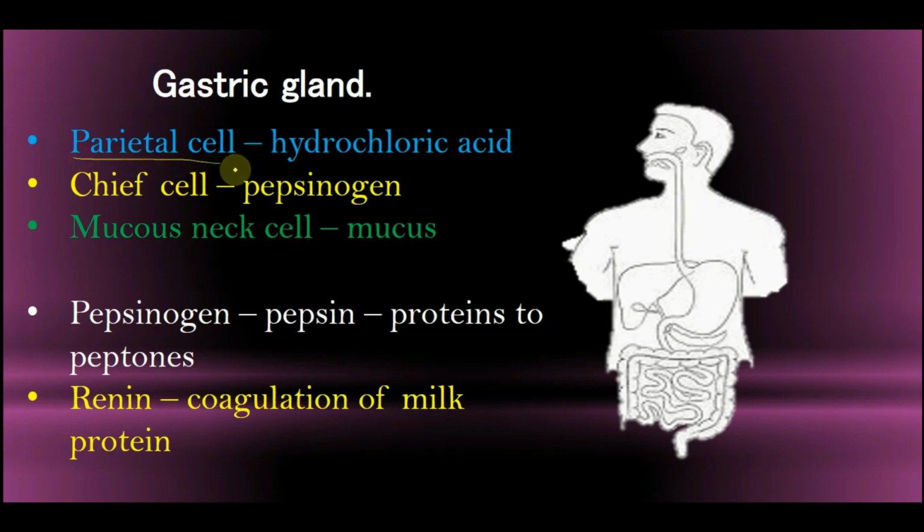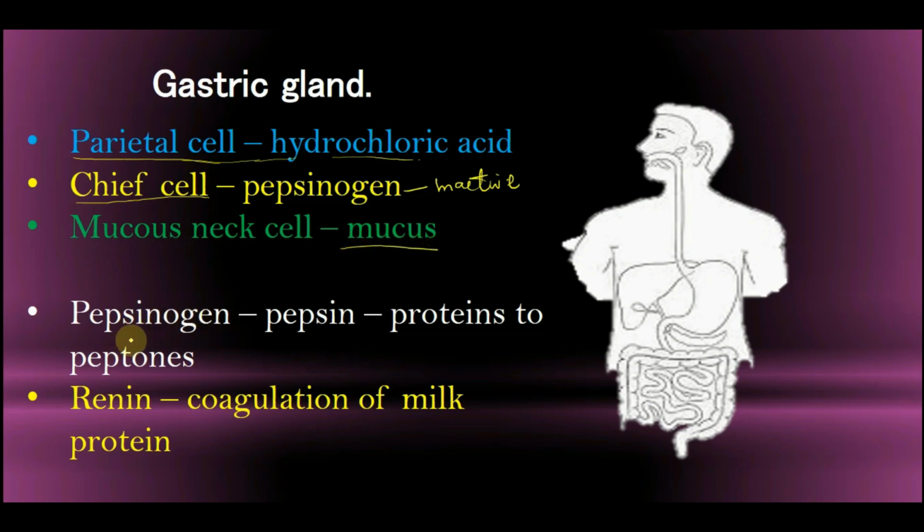The gastric gland has three major types of cells. The first one is the parietal cell, and it is responsible for the secretion of hydrochloric acid. The other cell is called the Schiff cell, and it is responsible for the secretion of pepsinogen. This pepsinogen is an inactive enzyme. It becomes activated when it comes in contact with hydrochloric acid. Then the other cell is the mucous neck cell that is responsible for the secretion of mucus.